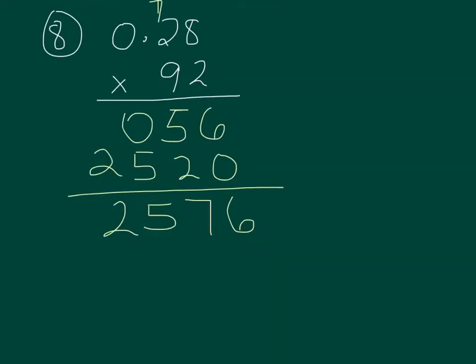All right, in the last problem, you should end up with 2 decimal places as well. So your final answer should be 25 and 76 hundredths.